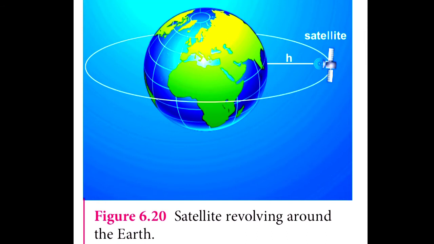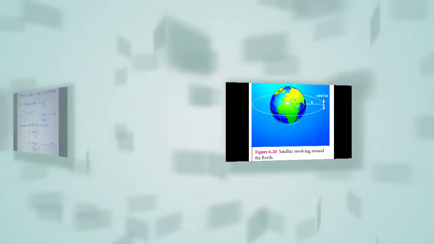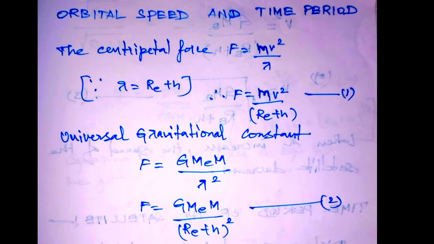First of all, we are going to calculate the force experienced by the satellite towards the earth using the centripetal force value. The centripetal force formula we well know, F is equal to m v square by r. Here r represents the total distance of the satellite from the center of the earth. Therefore the radius of the earth plus the height of the satellite above the earth's surface is substituted for r, and we get F equal to m v square by (RE plus h). This is equation number 1.